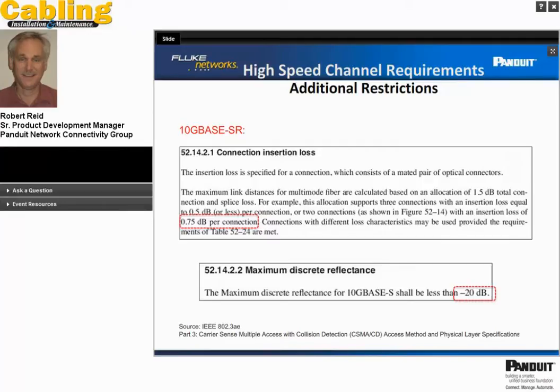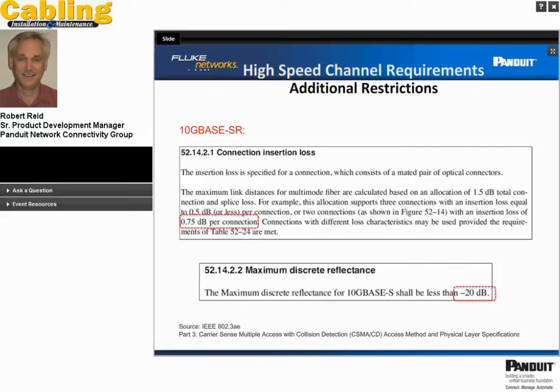I wanted to focus on this a bit. These are snippets right out of the 10G Base-SR, the 10G standard, IEEE 802.3ae. These are paragraphs within the standard that talk to the component expectations in the field as tested.